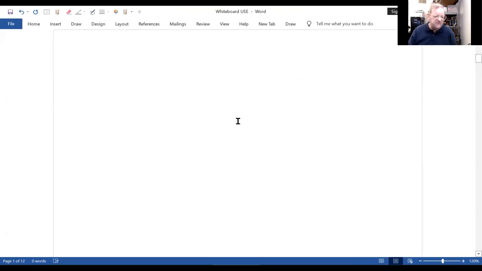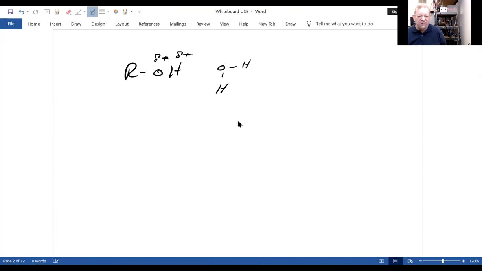Now, one of the important things about alcohols is the fact it can hydrogen bond. And if you have an alcohol, remember this is slightly negative, this is slightly positive. And if you have water, which is the same thing, this is slightly negative, positive, because of the electronegativity difference between oxygen and hydrogen, you can form a weak bond, which we call a hydrogen bond. It's not a true chemical bond, but it's a very important force.